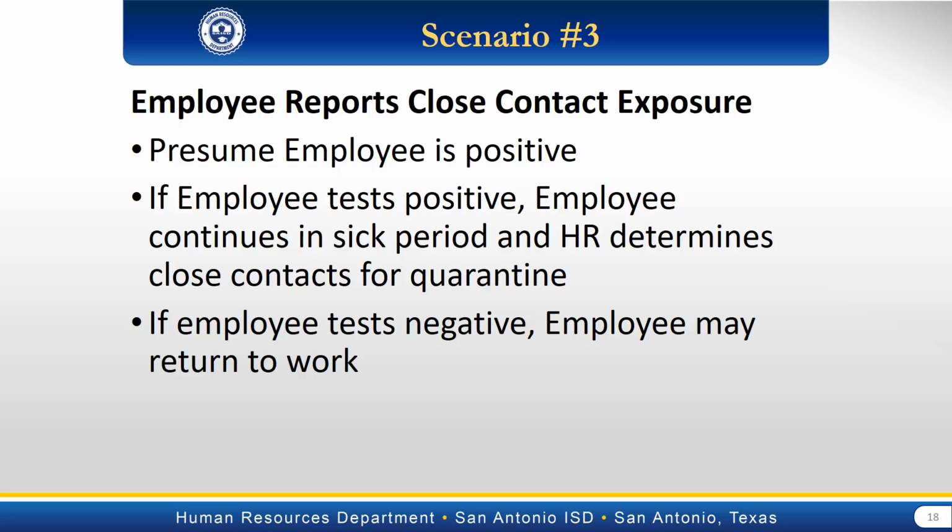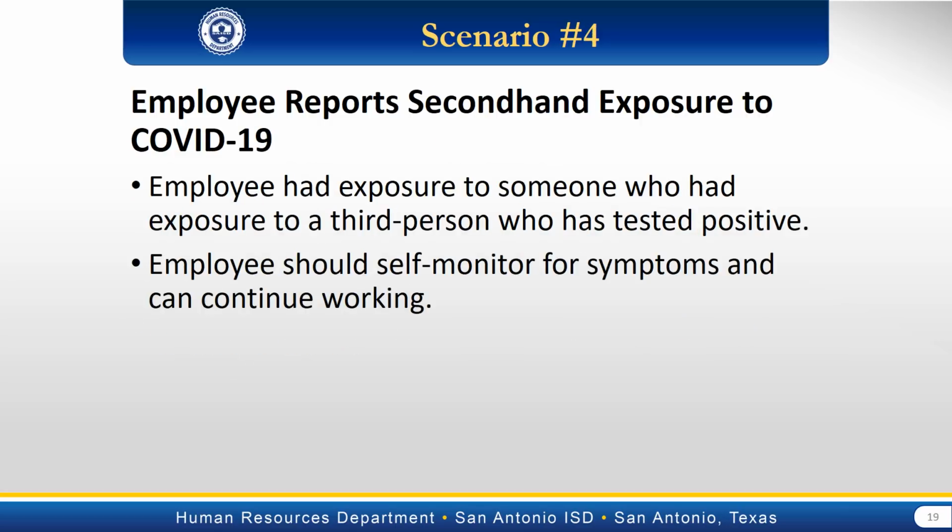In scenario three, an employee reports close contact exposure. So this may have occurred outside the workplace, could have occurred within the workplace, but again, you presume that the employee is positive if they were not able to maintain social distancing and wear a face mask or face covering during that time of contact for any 15 minutes or longer period of sustained contact. If the employee tests positive, then again, the employee continues in the sick period. HR determines any close contacts for quarantining purposes. If the employee tests negative, the employee may return to work.